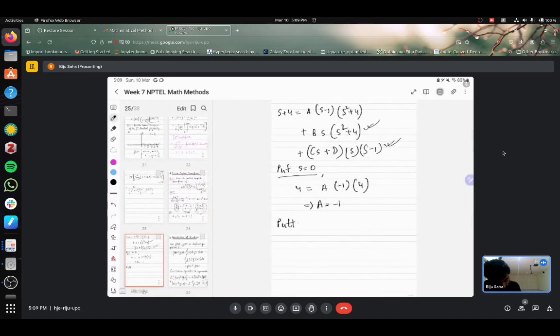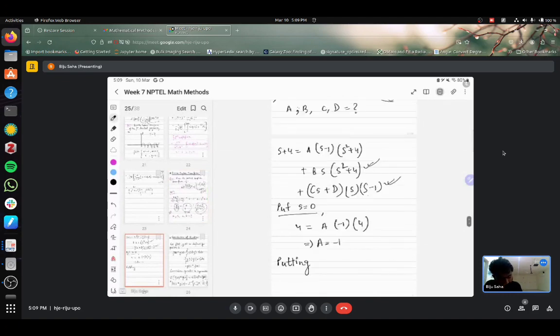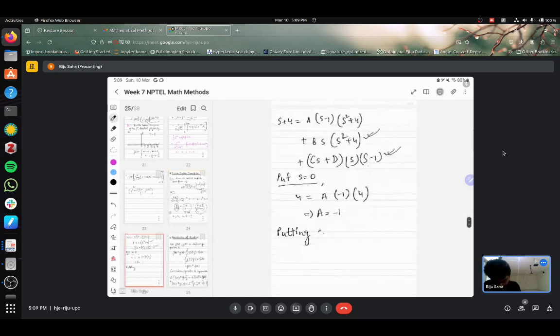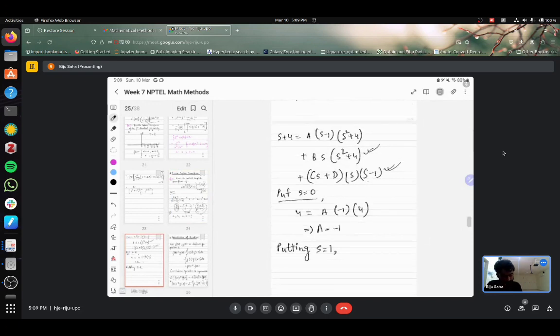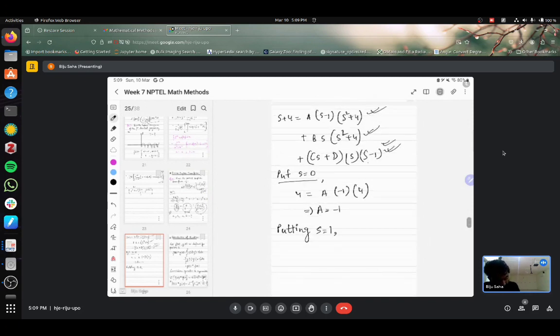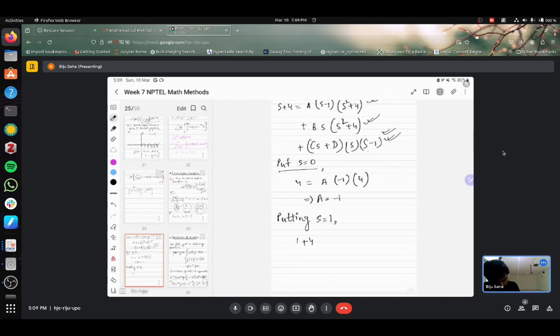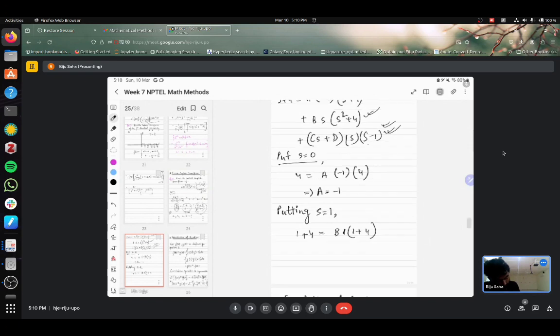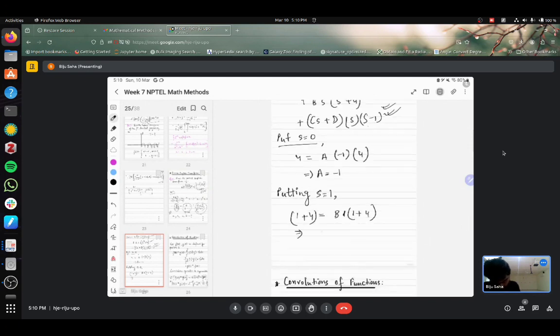Now put s is equal to 1. So when you put s equal to 1, this gets vanished, this also gets vanished. So you have 1 plus 4, so b is here equal to 1.